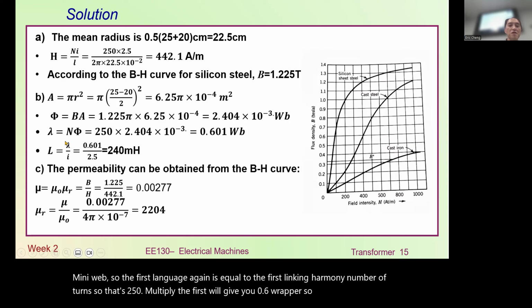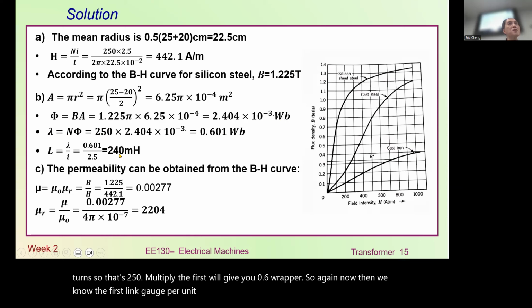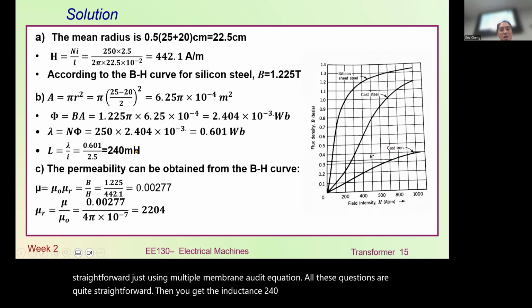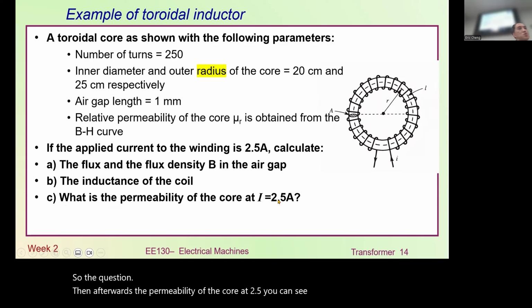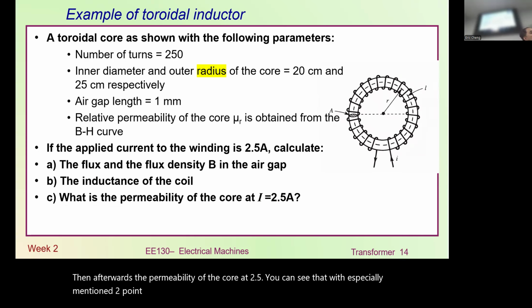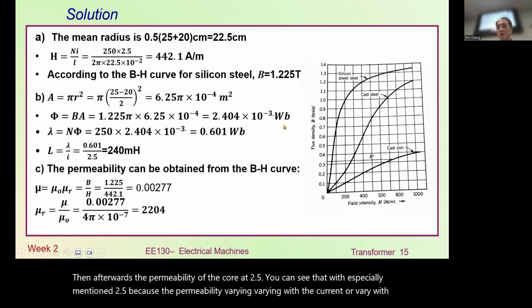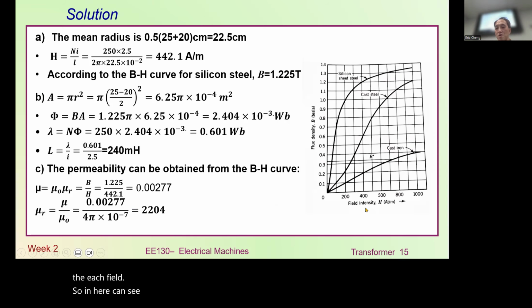So now we know the flux linkage per unit current will give you the inductance. Really straightforward. If you memorize all these equations, all these questions are quite straightforward. Then you get the inductance, 240 mH. So the question then asks, what's the permeability of the core at 2.5? You can see that we especially mentioned 2.5 because the permeability varies with the current, or varies with the H field. So in here, H is proportional to N times current.